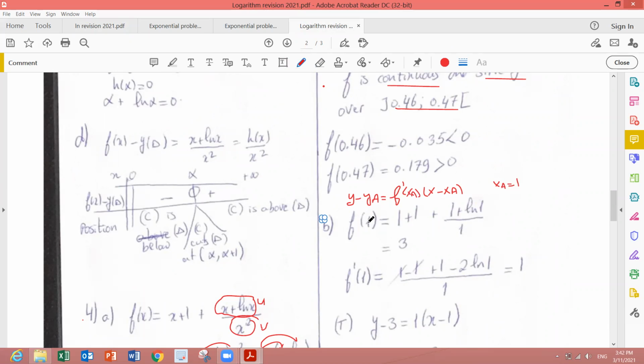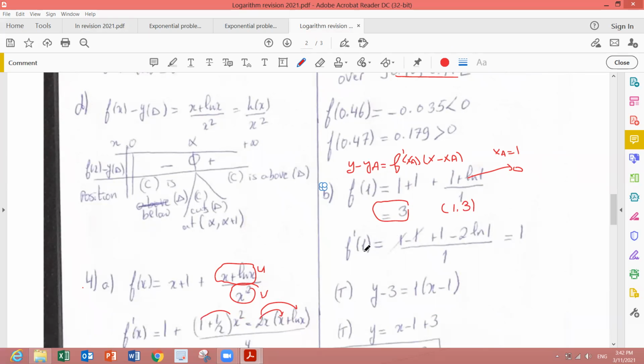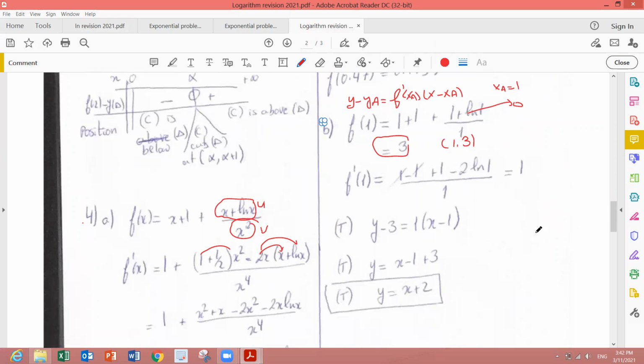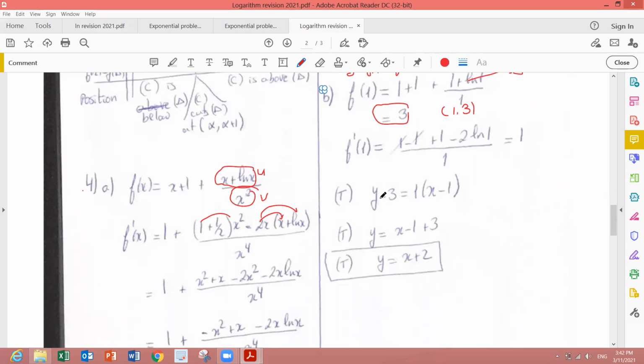We find ya: f of 1 equals 1 plus 1 plus 1 plus ln 1 over 1. Ln 1 is 0. We get 3, and the point will be 1, 3. F prime of 1, to find the slope: we get 1 minus 1 plus 1 minus 2 ln 1 over 1. We get 1. Then the equation of the tangent will be y minus 3 equals 1 into x minus 1. We get y equals x plus 2.